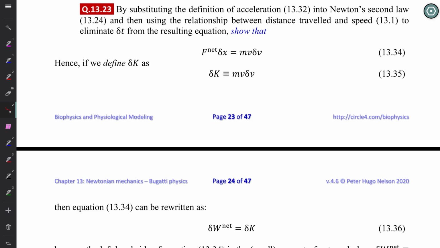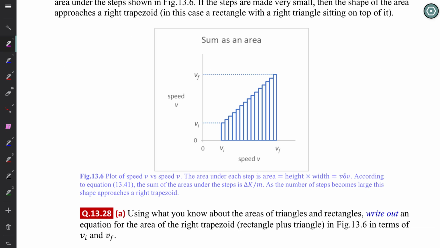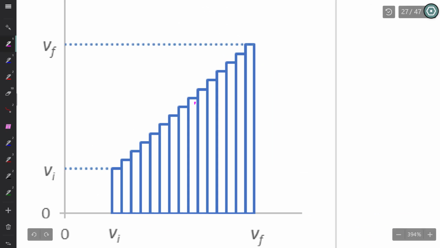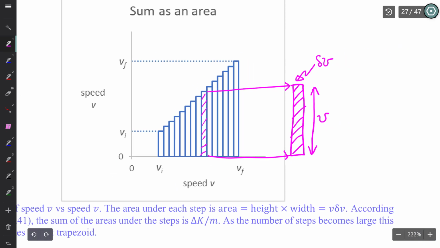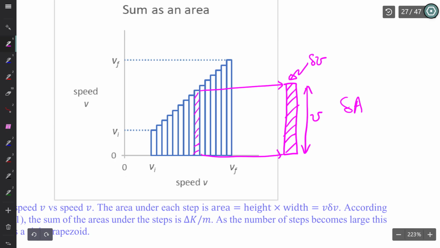Using the finite difference approach, students are able to show that the work done is equal to the incremental kinetic energy change. By visualizing the small change in velocity in a graph, students are able to see that the area of a small rectangle in this diagram is given by delta V, which is the width of the rectangle, times its height, which is V. So the area of the small rectangle is just V times delta V.